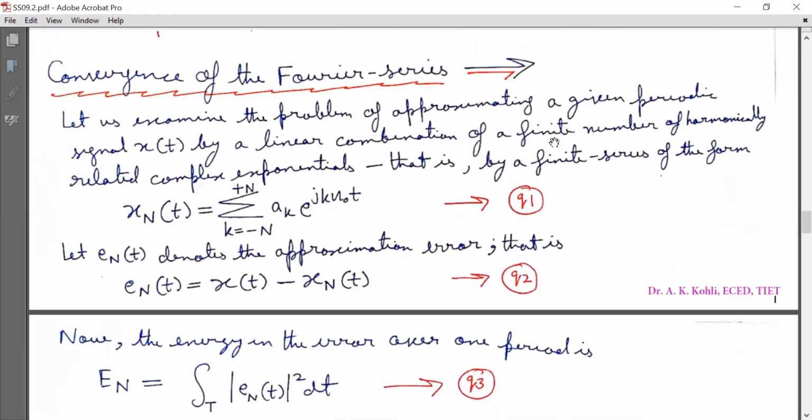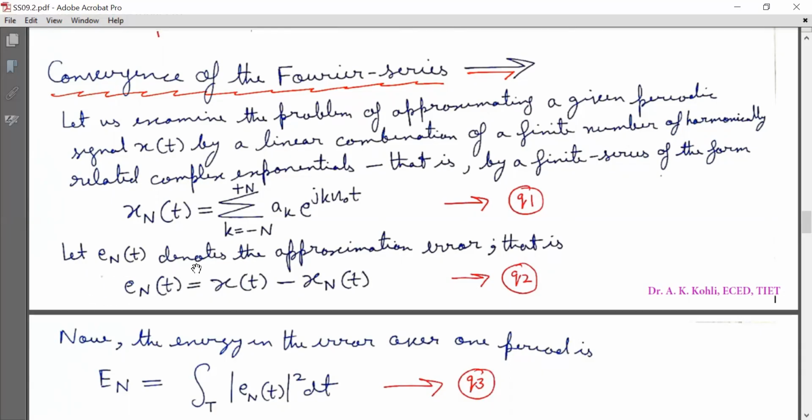Now we will discuss convergence of Fourier series. Let us examine the problem of approximating a given periodic signal x(t) by a linear combination of a finite number of harmonically related complex exponentials. That is, by a finite series of the form xN(t) is equal to summation k running from -N to N of ak e raised to power jk capital omega 0 t, marked as Q1. Now this is a finite series. That is why instead of infinity, here we are putting capital N, because this is a finite series.